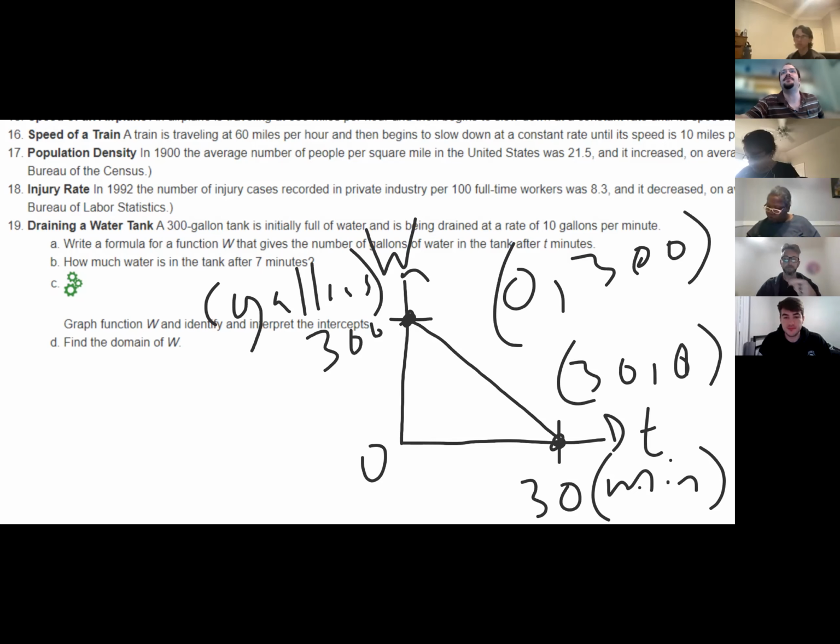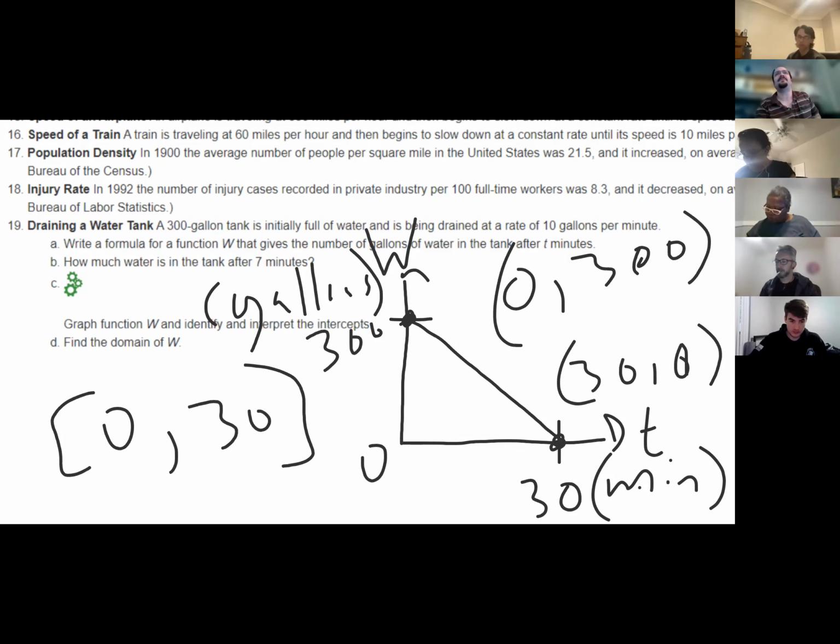Find the domain of W. That's right there. 0 to 30, and I believe we include both of them. The domain, yeah, [0, 30]. We pretty much already found the domain when we did our graph. So we're not going past 30 because we'd be talking about negative gallons in our tank. Then it doesn't make sense for our model.